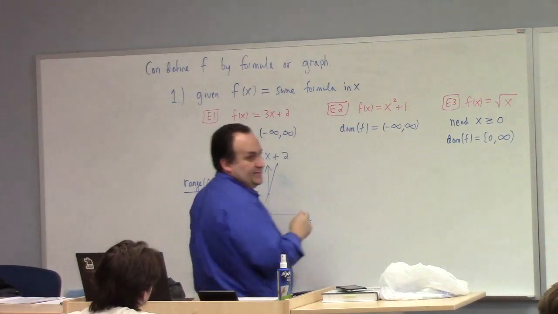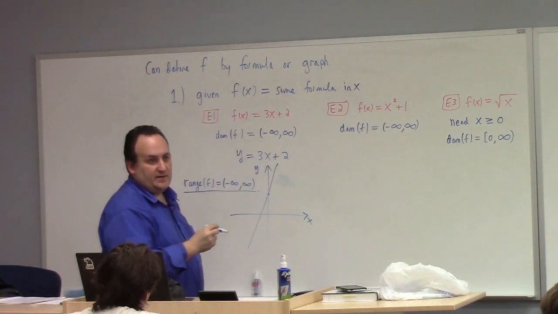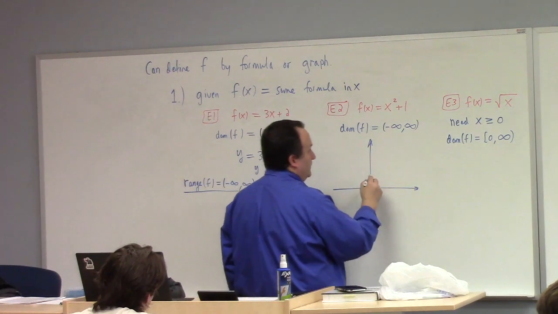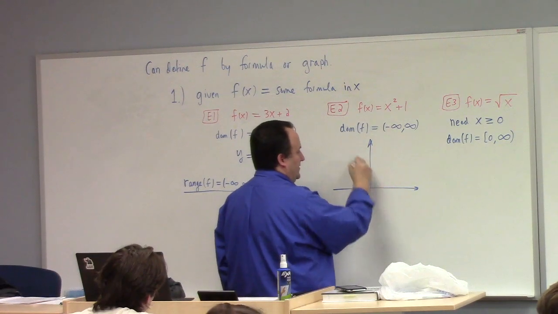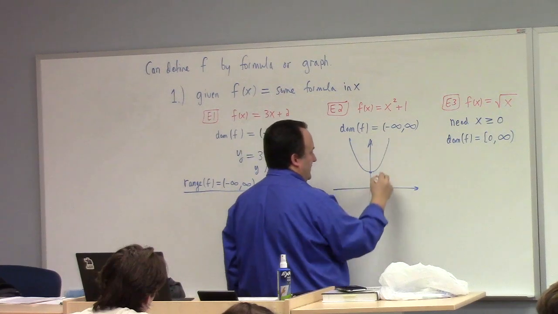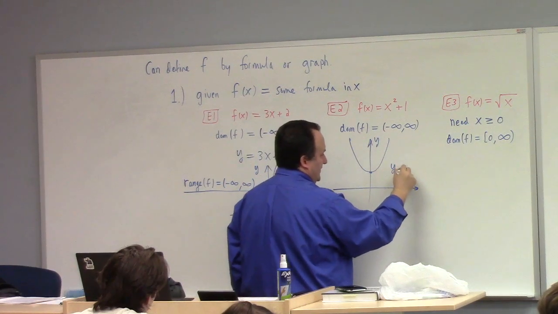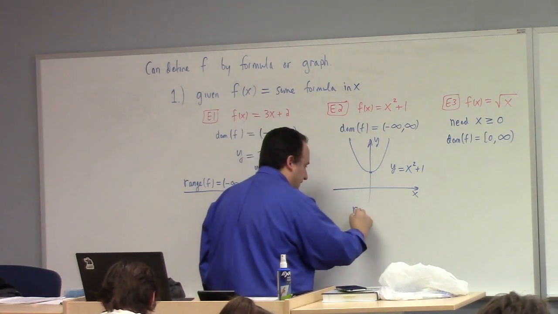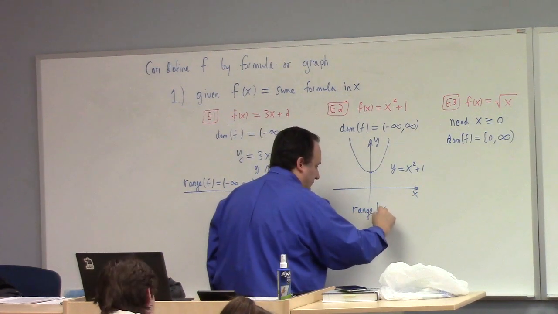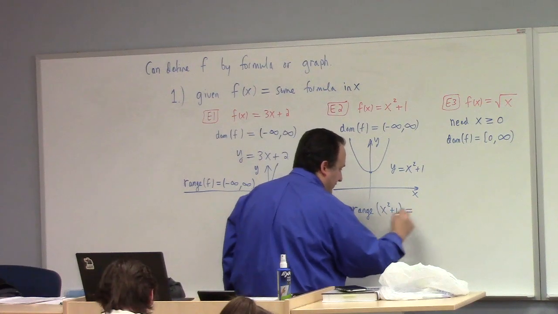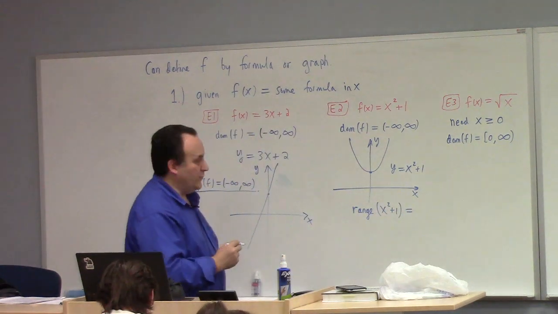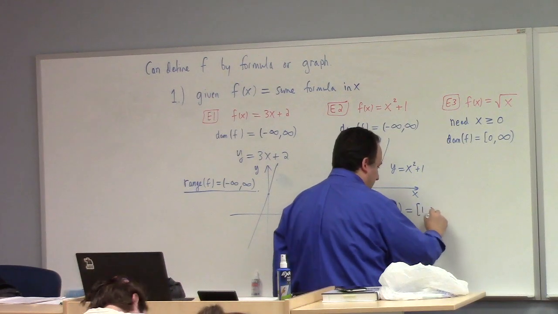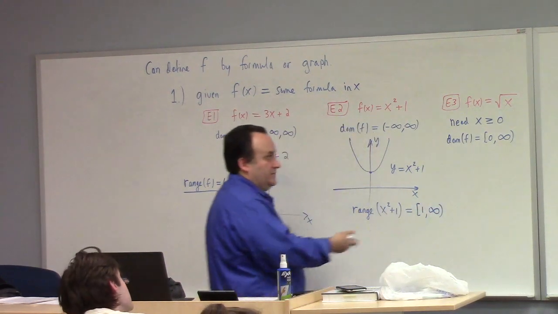This is a parabola. We talked about how to graph those too, right? Where's its vertex? It's at 0, 1, and it opens upward. It looks like that. This is y equals x squared plus 1. What's the range in this case? You could write range of x squared plus 1 if you like. 1 to infinity. Included or excluded? Included. Very good.